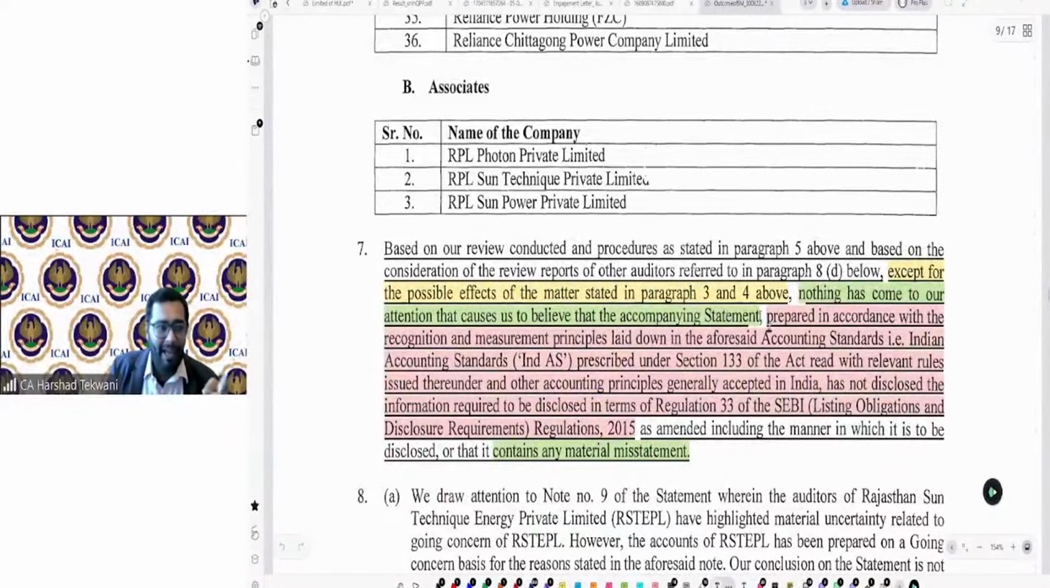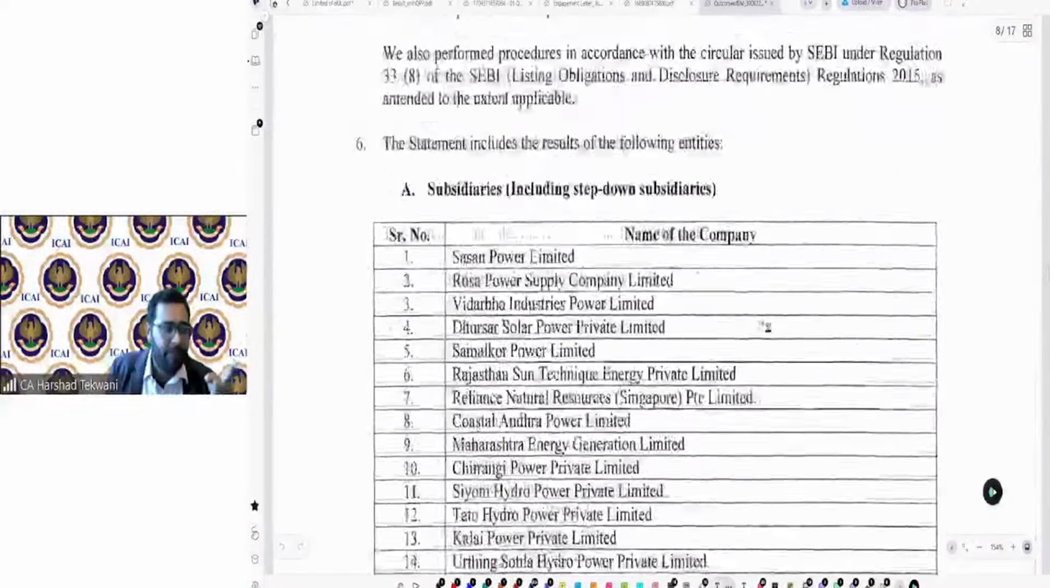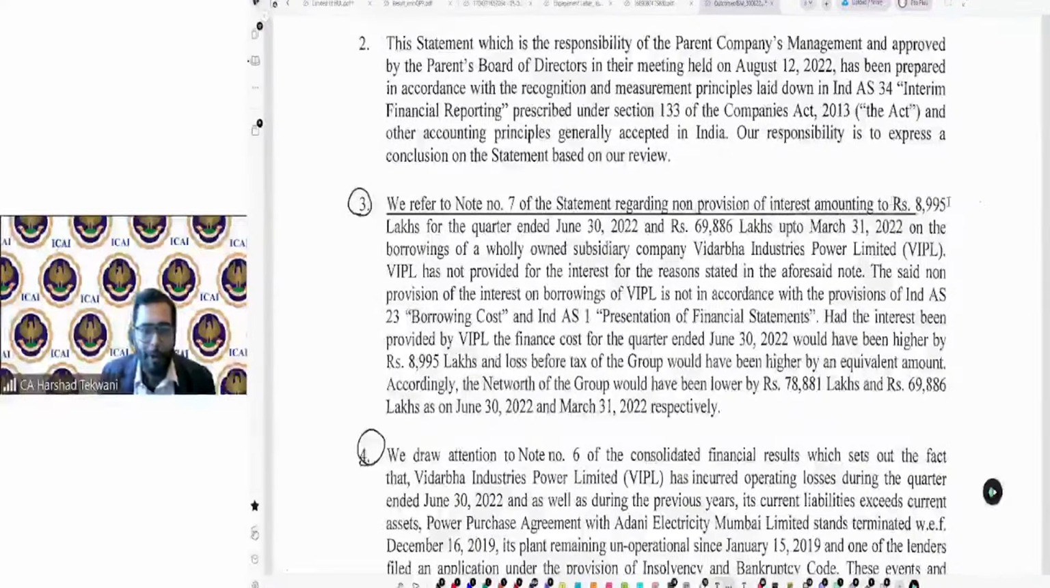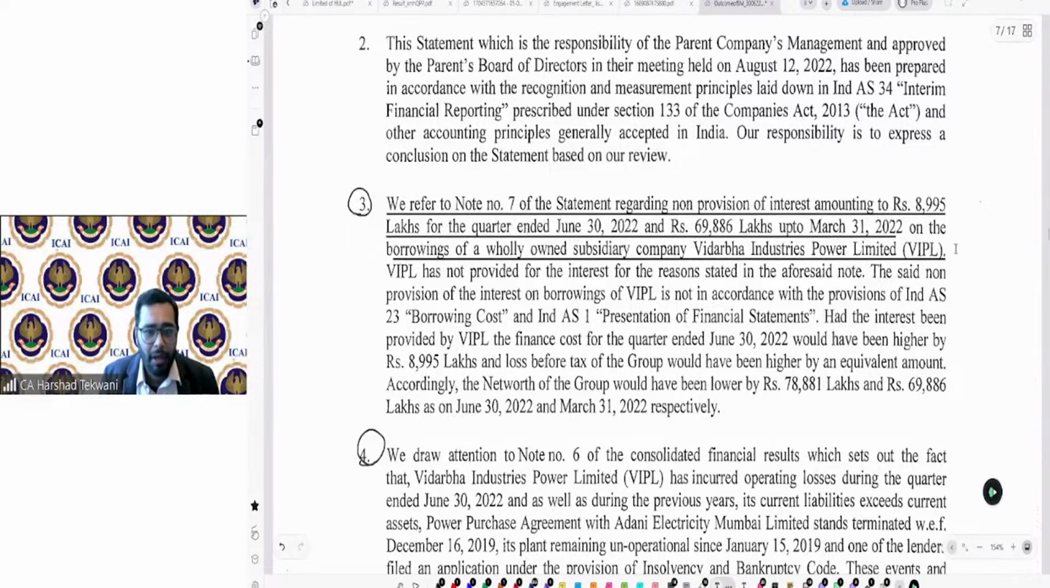Paragraph 3, paragraph 4 above. Let us read paragraph 3. We refer to note number 7 of the standalone statement regarding non-provision of the interest amounting to this much lakhs for the quarter and this much for the year on the borrowings of the wholly owned subsidiary of this company. The company has not provided for the interest for the reasons stated in the aforesaid note. The same non-provision of interest on the borrowing is not in accordance with the provisions of Ind AS.